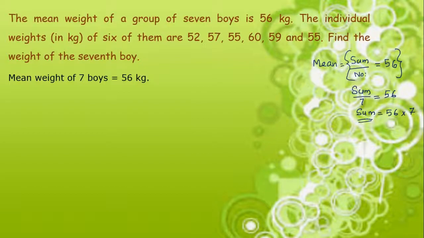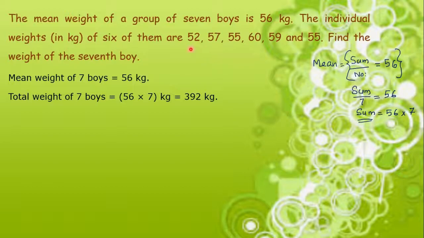What we find actually? We find the total weight of 7 boys as 56 times 7. The same step we will use in many situations for the coming problems. So total weight of 7 boys equal to 56 times 7. It is 392 kilogram. Now we can find the total weight of 6 boys.